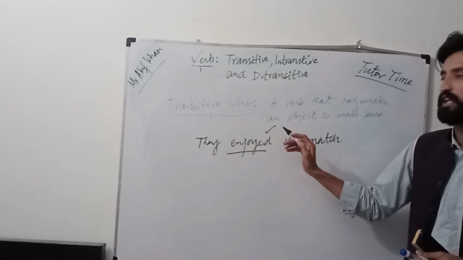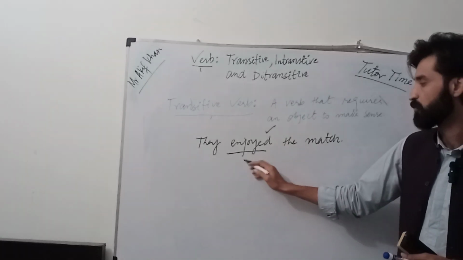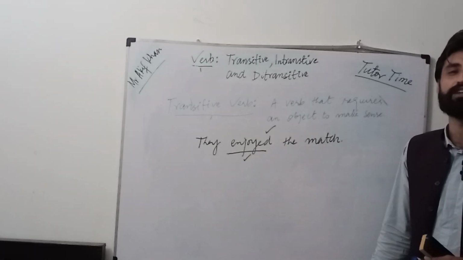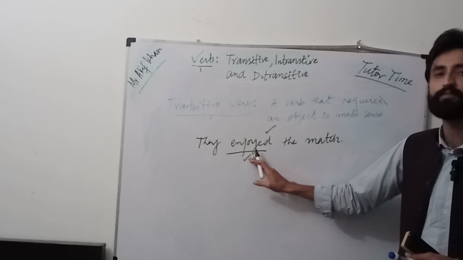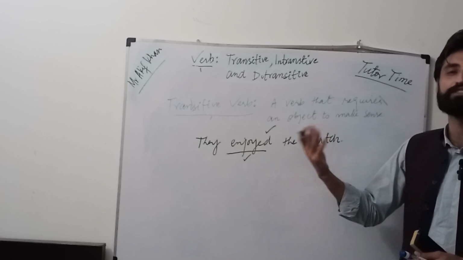So what is the process that is going on, the action that is taking place, that is the process of enjoying. So we can say that this is a verb, but this verb requires an object to give us complete sense.